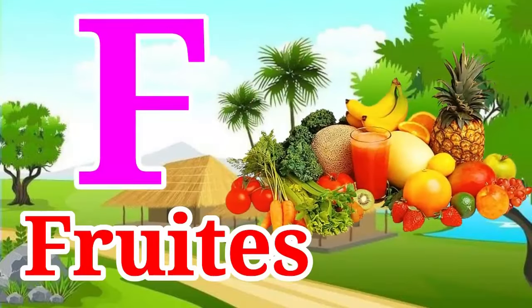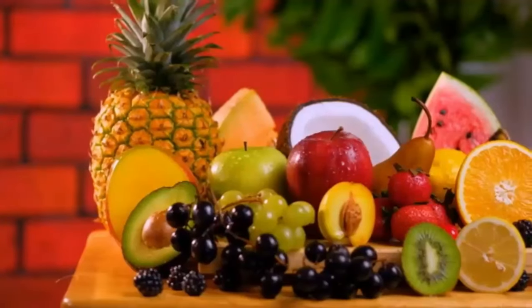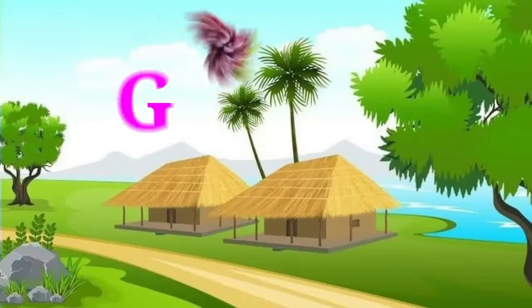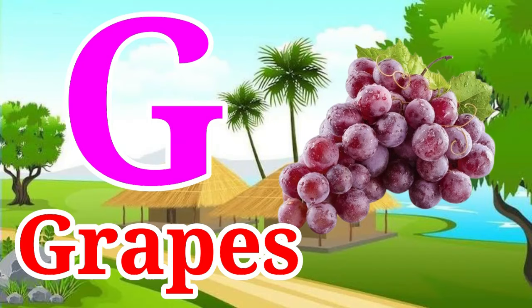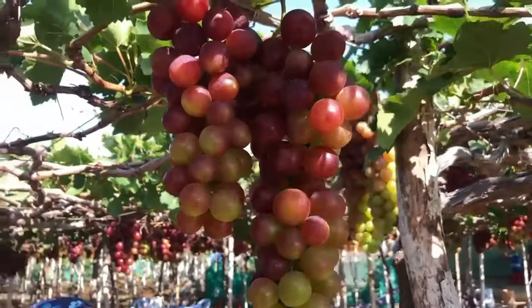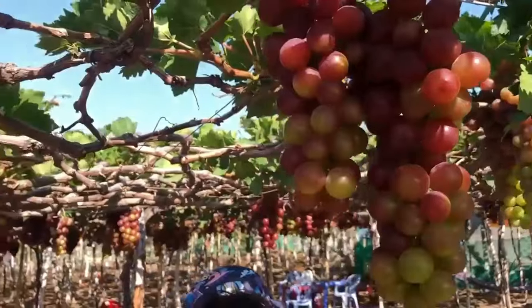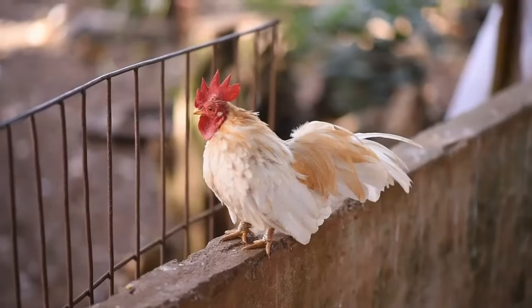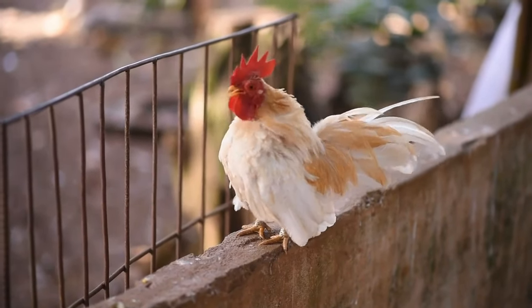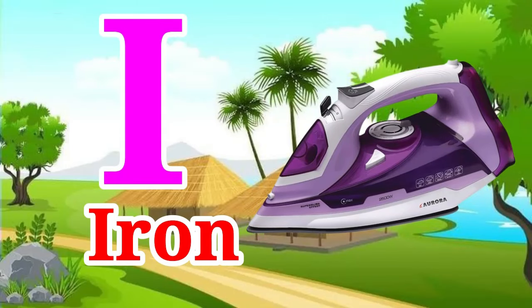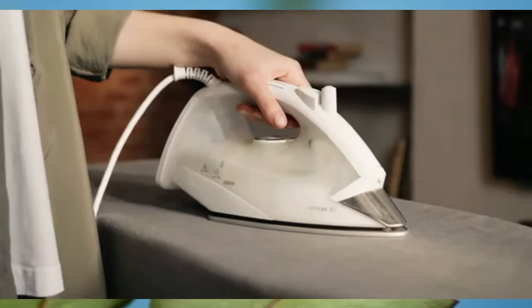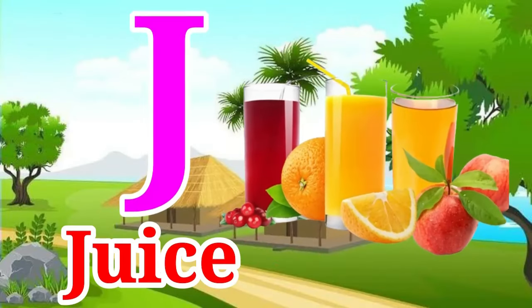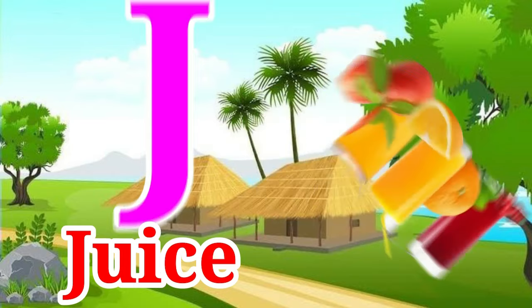F for fruits. G for grapes. H for hen. I for iron. J for juice.